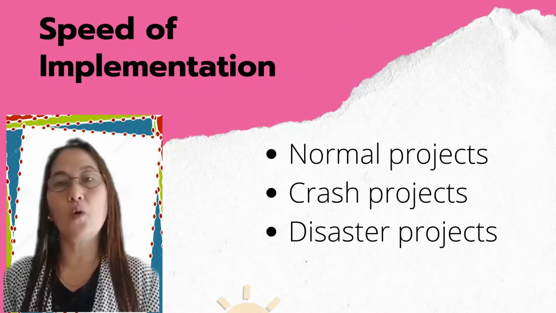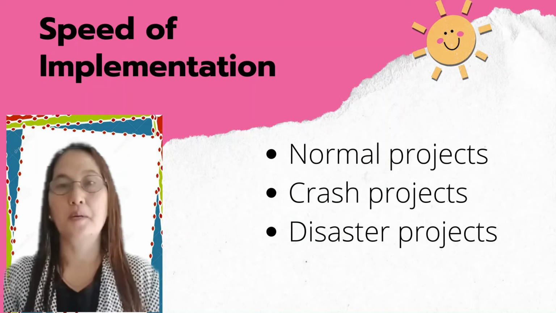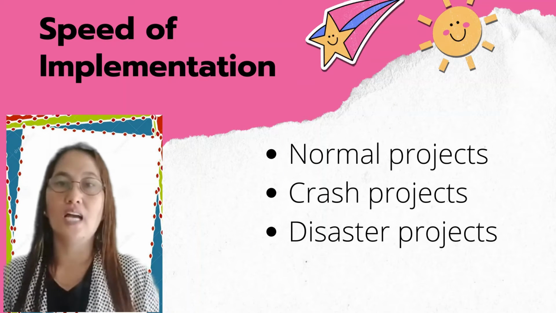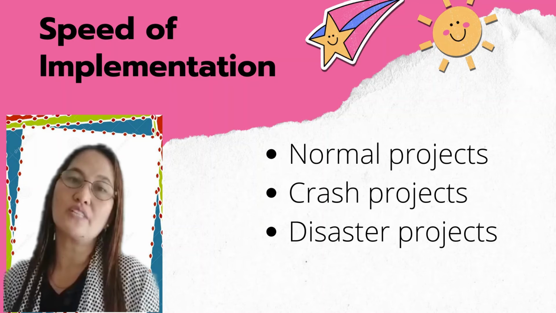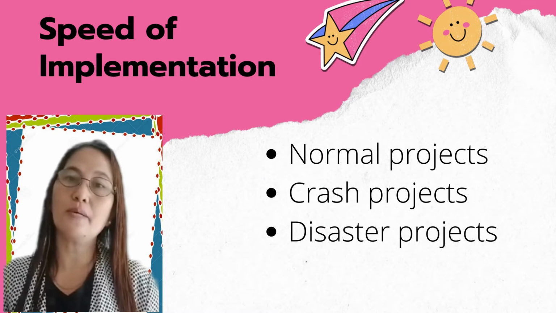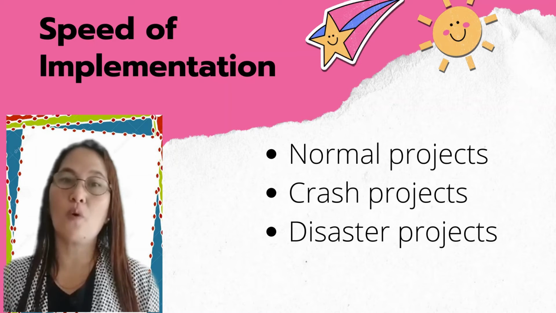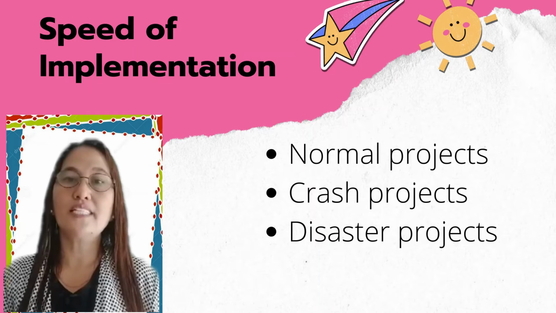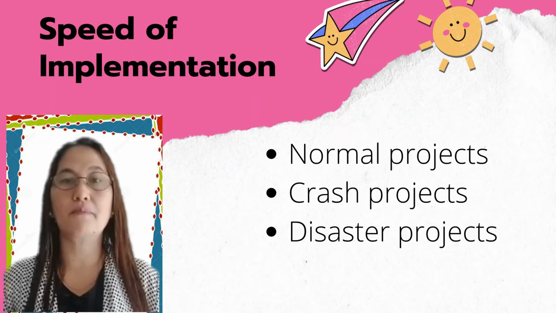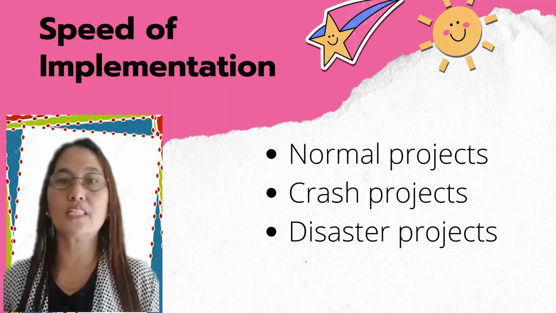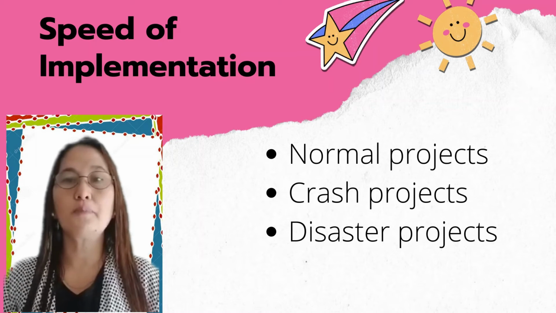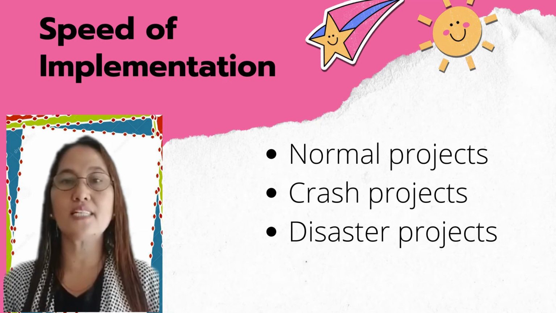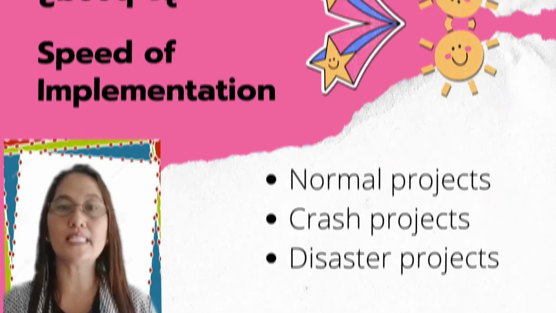Project categories can be according to the speed of implementation. Projects can be normal, crash, and disaster projects. Under the normal projects in this category, an adequate time is allowed for implementation, and it requires minimal capital cost. In the crash projects, additional capital is incurred to save time, while in the disaster project category, naturally, capital cost will go up, but project time will get drastically reduced. Failure of quality is accepted.